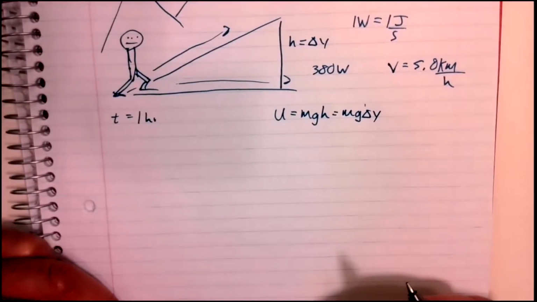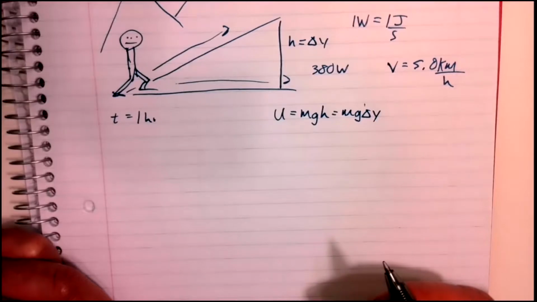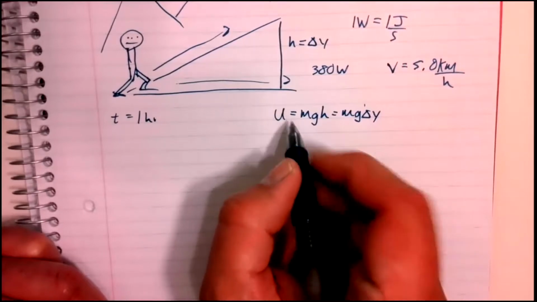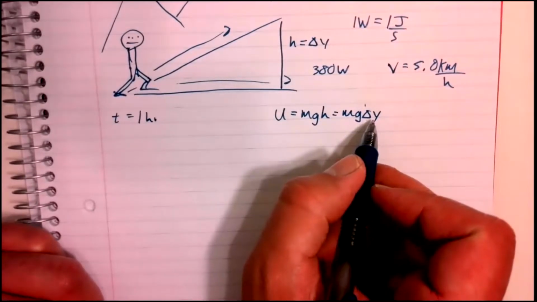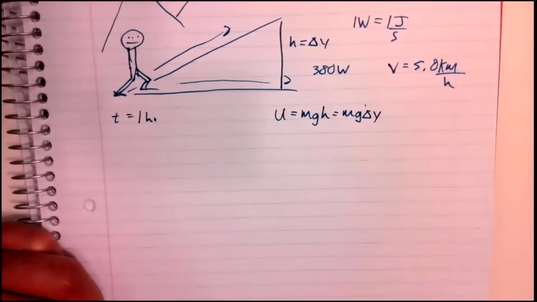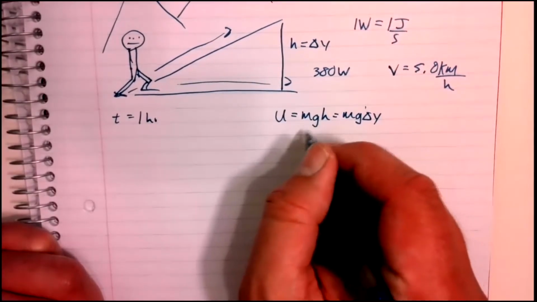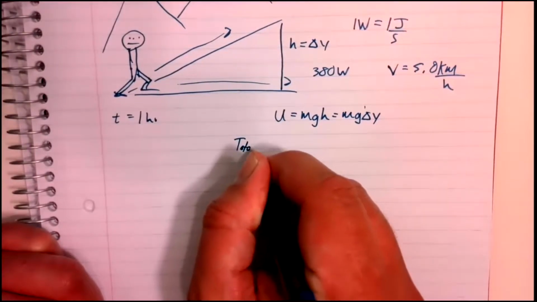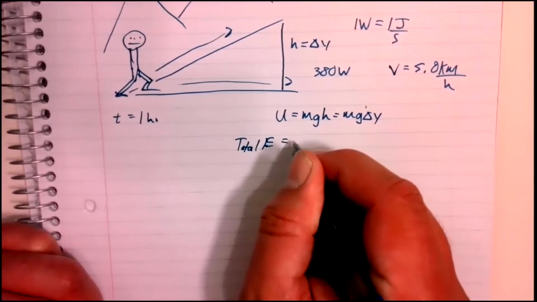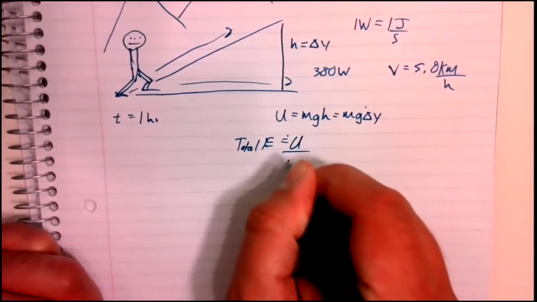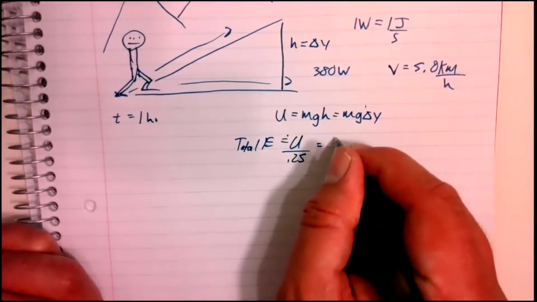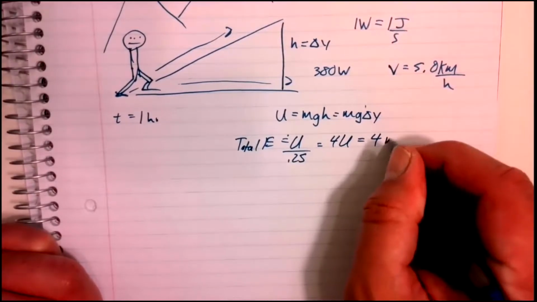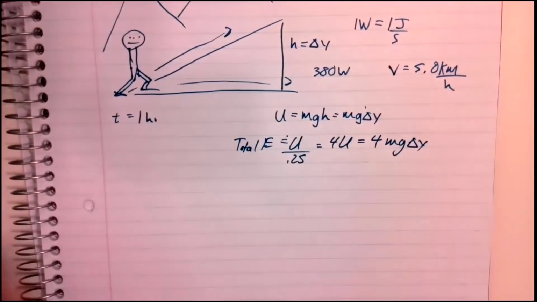Now, since a human is 25% efficient, that means they're going to need 4 times that amount of energy. So this is the work it takes to increase the potential energy, and that's 25% of the total energy. So we can divide this to get our total E. We'll divide U by 0.25, which is the same thing as multiplying 4 times U, or we'll have 4 times mg times delta y.